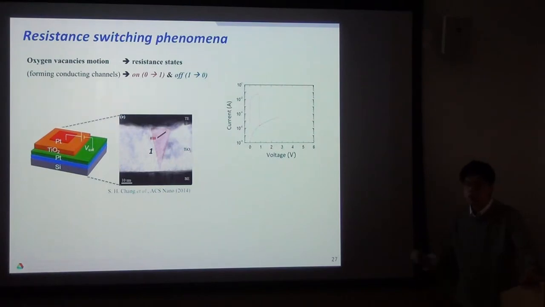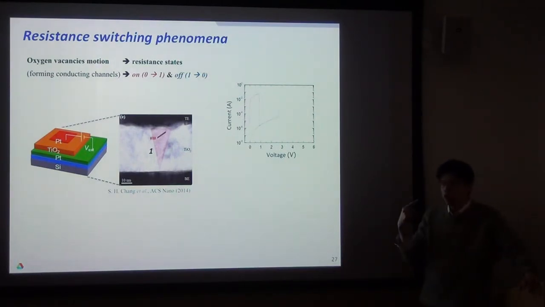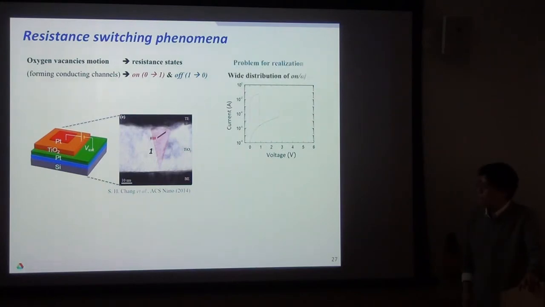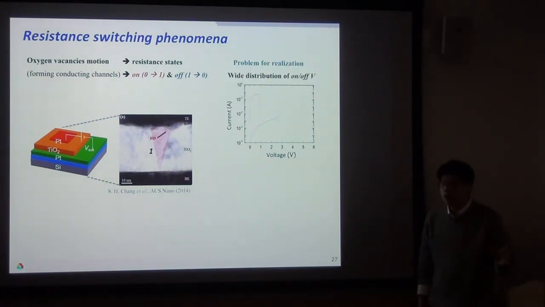Then what is the origin of this controllability? It is due to this oxygen vacancy channel. An oxygen vacancy channel can create a conducting channel. So if there is a conducting channel, it is conducting, we call it the one state. And if you destroy this oxygen vacancy channel, then this state is zero. So it is very simple.